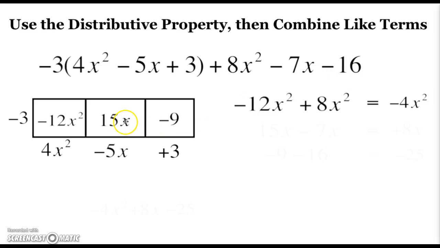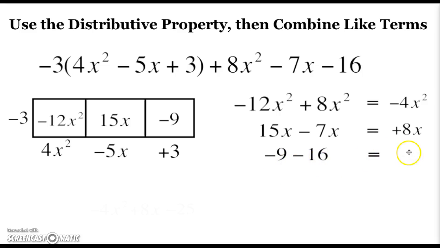My x family has 15x and -7x. When I combine those, they work against each other again, and the positive wins the battle, and it wins by a total of 8. So my x family is plus 8x. In my numbers family, I have -9 and -16. Again, they work together. When they work together, I add them, and since they're both negative, my answer is going to be negative. So my answer for that is -25.